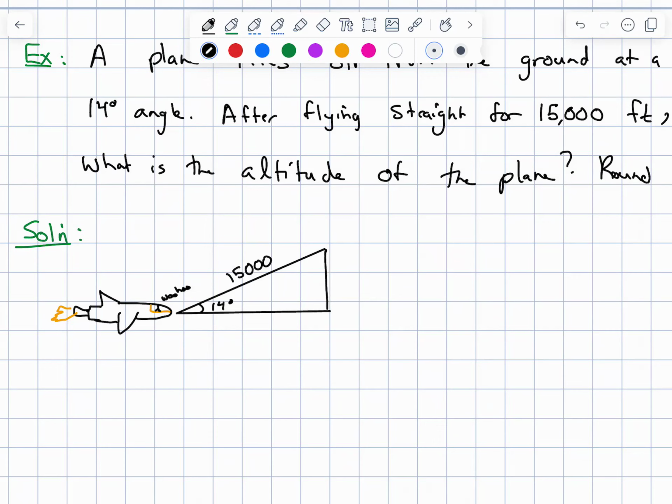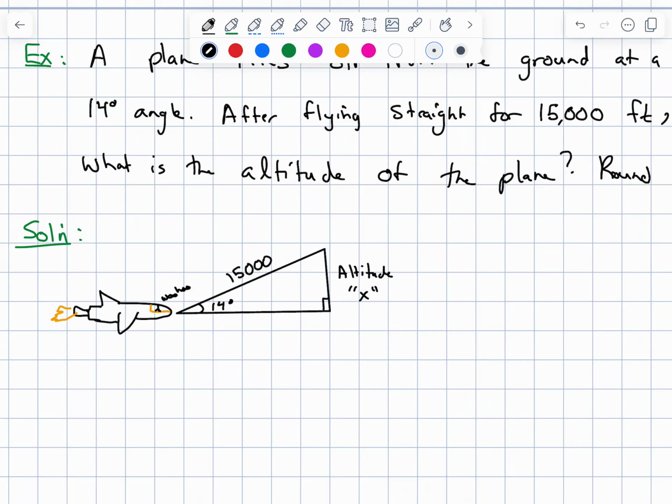And then we want to know the altitude. And I didn't draw this as a perfect right triangle, but just ignore that. And so the altitude is this. We'll call it X, and that's the thing we don't know. So we need to use trig.